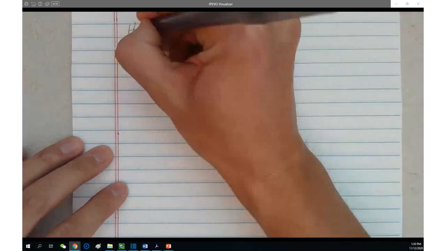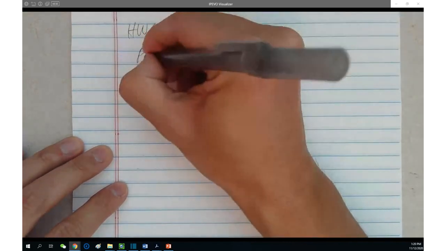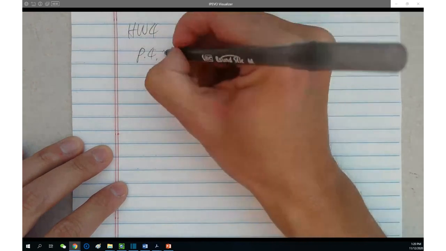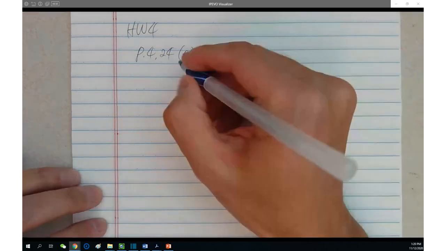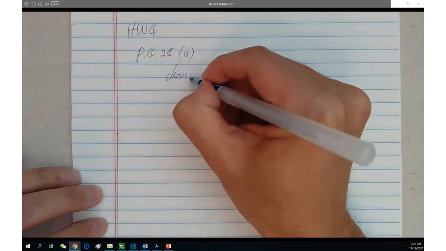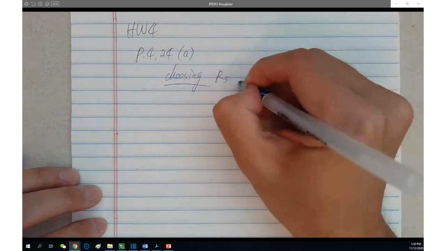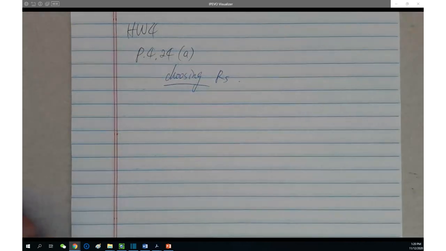And I have received another question from another student asking about homework 4 problem 4.24a. Well, this question is a little bit tricky, because you can only find 3 equations, but you have 4 unknowns. But the solution is this: you're choosing RS value.